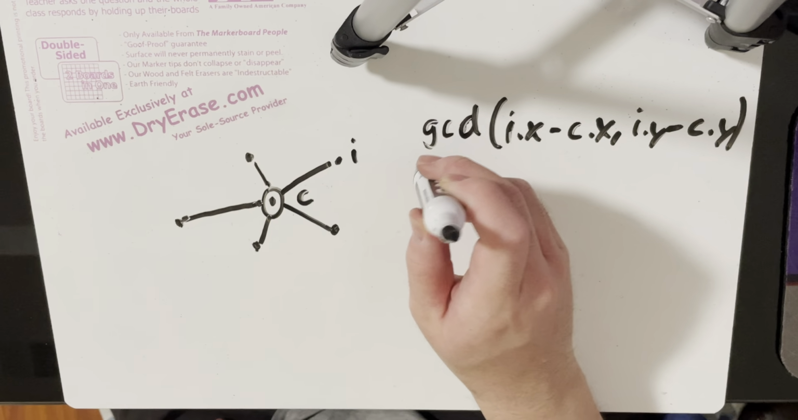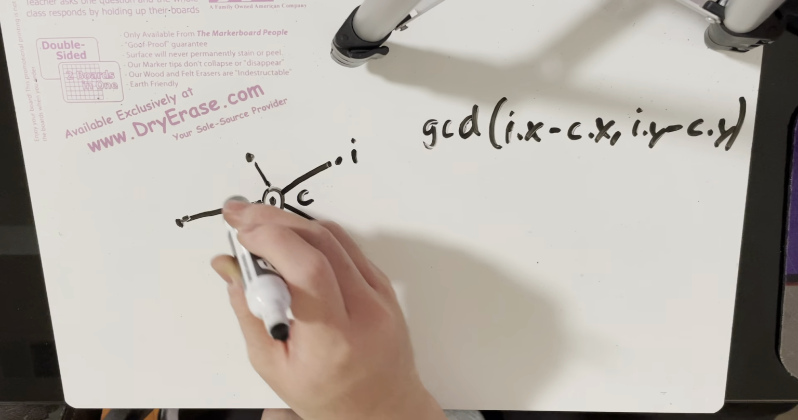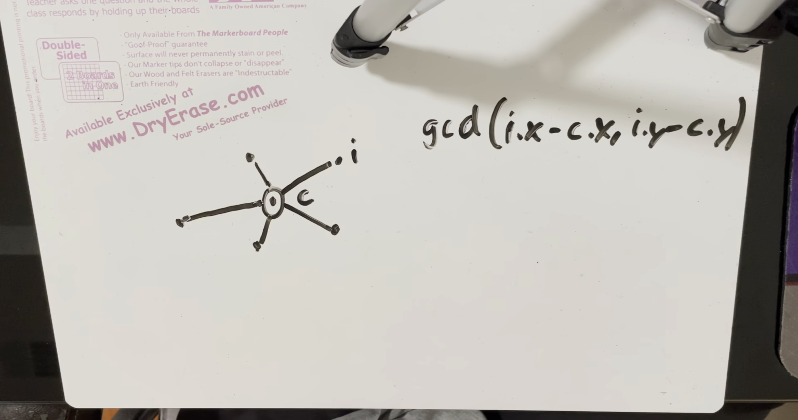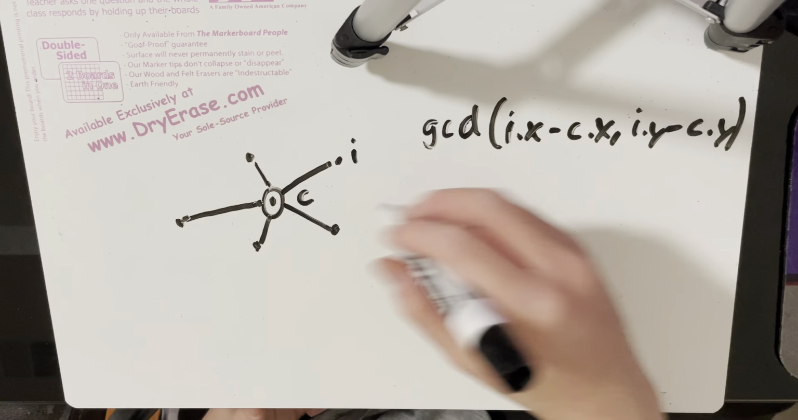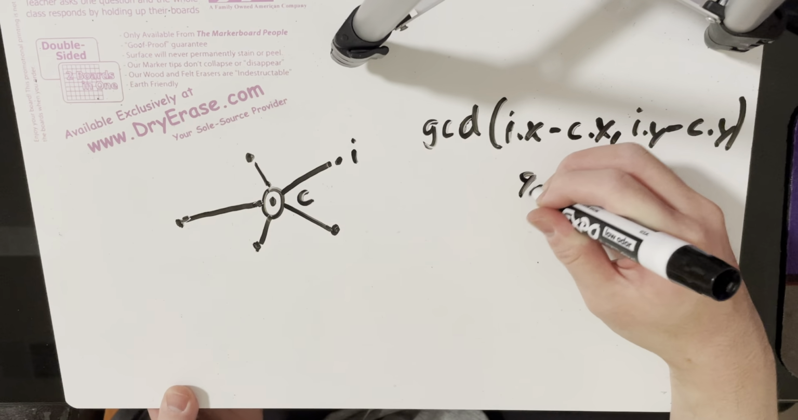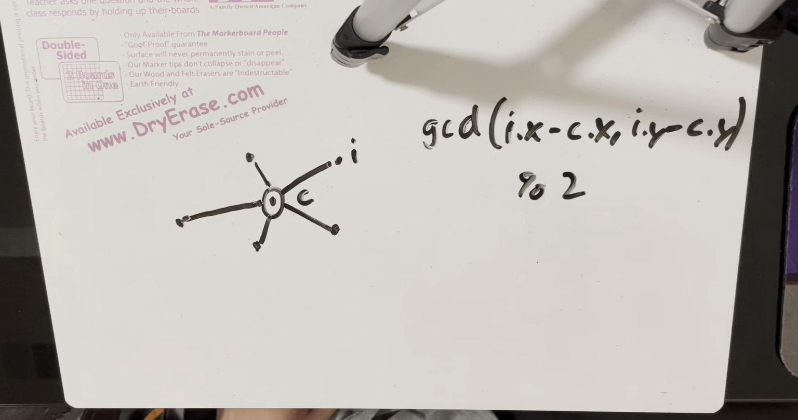So this tells us how many lattice points are on some line, but we only care about whether we have an odd or an even number of lattice points. So we really only care about the GCD of the value over here. We only care about it mod 2. In other words, we only care about whether it's odd or even. So that's one important thing.